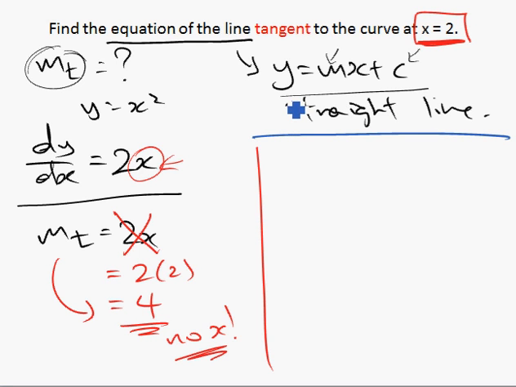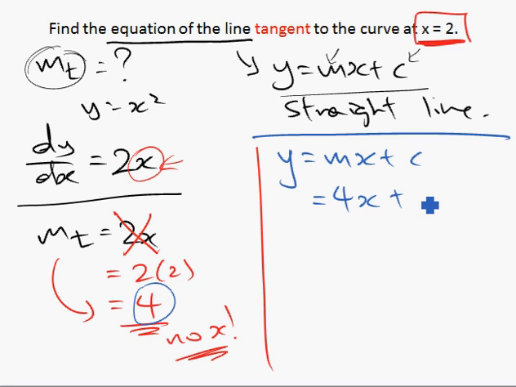We need to use y equals mx plus c. Okay, so equation of a straight line, y equals mx plus c. I know what's my value of m now. It's 4. 4x plus c. I don't know what is c. So how do I find this? Do I have a value of x? I do. The question told me x equals 2.